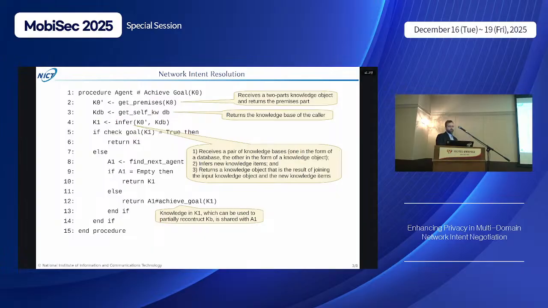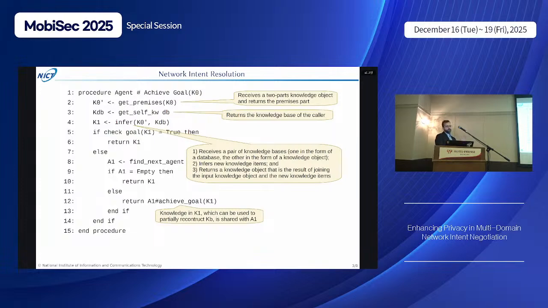Later I will mention how to resolve this, or rather minimize this problem. After that, we check if the goal has been achieved, and if so, the process is finished. If not, we find another agent and send all the information that we had before and the newly inferred knowledge to the next agent, and the next agent will do the same until the goal is achieved or there are no remaining agents to ask.